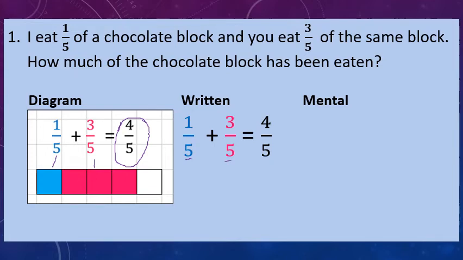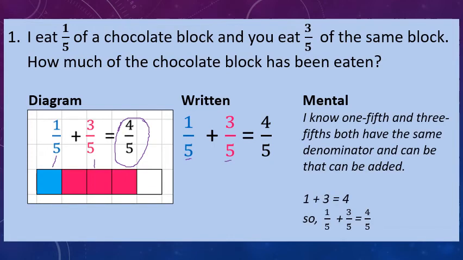Lastly, a mental strategy. If you knew this, you might just think it in your head. You don't need to write it down. Well, I know that 1/5 and 3/5 both have the same denominator and can be added. So if 1 plus 3 equals 4, well then 1/5 plus 3/5 must equal 4/5. So that's showing an understanding of fractions with the same or common denominator.